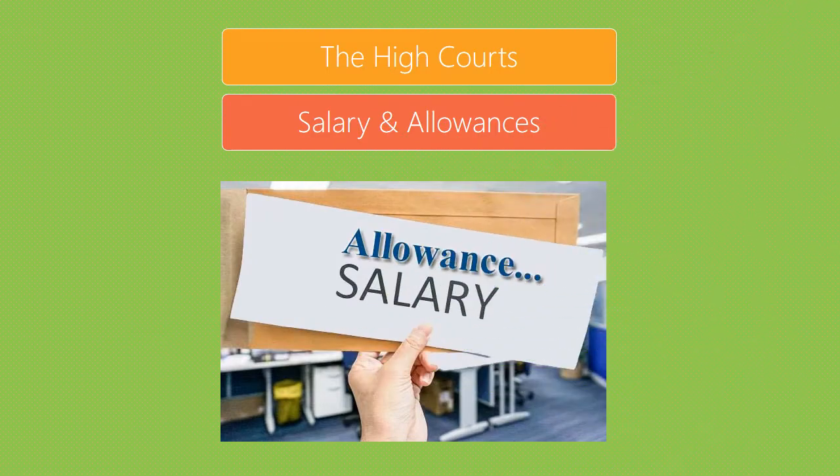Then salary and allowances of the High Court judge. The Chief Justice of the High Court draws a salary of 2.5 lakhs per month. The other judges draw a salary of 2.25 lakhs per month. They are entitled to other facilities and allowances as permissible by law.